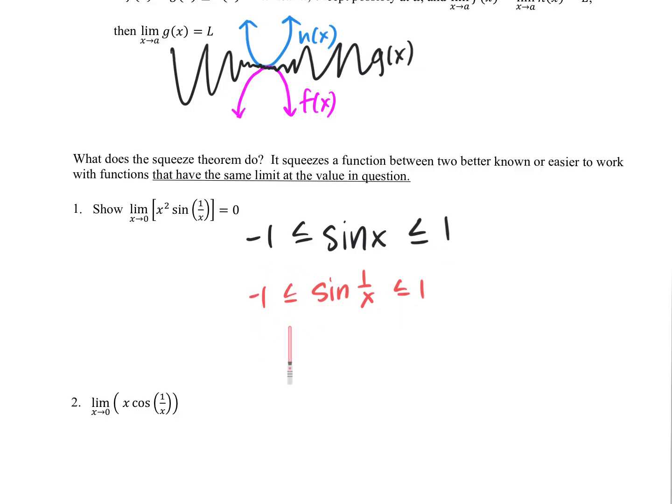Here's the deal. The whole point of this is to squeeze this madness function in between two better known functions. Right now we're between -1 and 1, but this doesn't quite match yet, right? This is missing an x squared. So if this needs an x squared, and I multiply the middle function by an x squared, I need to multiply everything by an x squared.